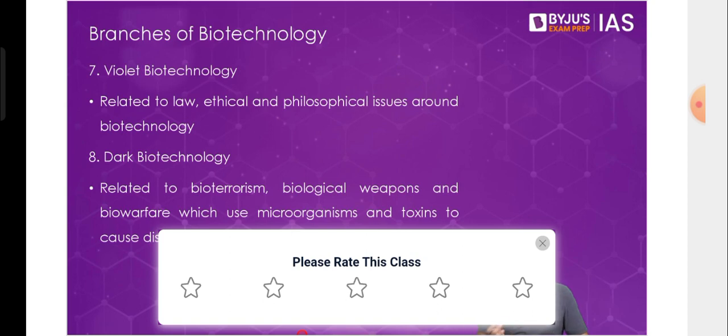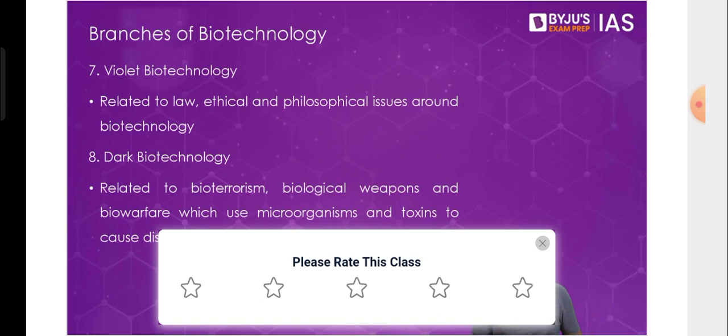And then lastly, we have dark biotechnology. Dark biotechnology is related to all the negative applications or the negative impact of biotechnology in one way or the other. So that will be called dark biotechnology. We'll be discussing all this one by one. This is basically what the chapter is about: one by one, we'll pick up all these branches and discuss them. We'll try to understand these branches and how they are useful for us in today's world.